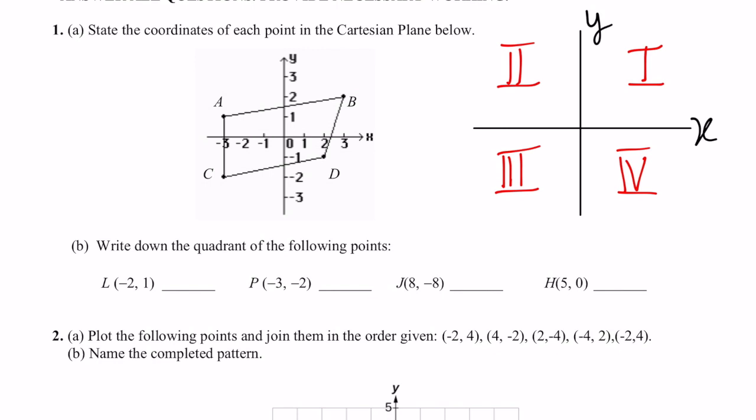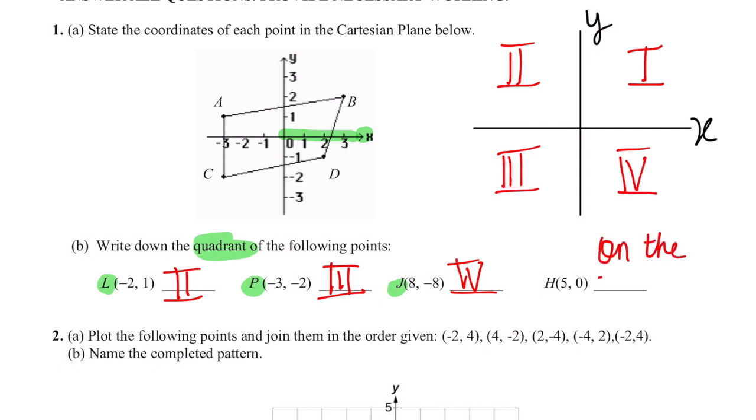By locating the point using its coordinates, point L belongs to quadrant 2, make sure to use the Roman numeral symbol of 2. Point P belongs to the third quadrant while point J can be found in the fourth quadrant. But how about point H? Which quadrant does it belong to? Does it belong to quadrant 1? Or to quadrant 4? Can you guess the quadrant number of point H? Since it is not found in either region, then we just say it is on the x-axis.